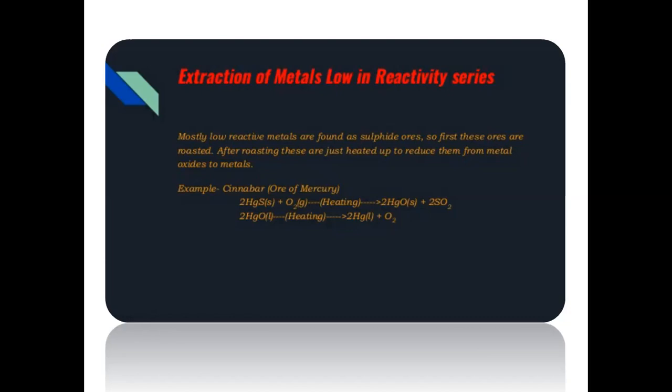After being converted into oxide, it is just heated to convert into metal. So HgO, when heated, is converted into metal plus oxygen. After this is the refining process, a simple refining process which we'll deal with at the end of our lecture, that is common, right?